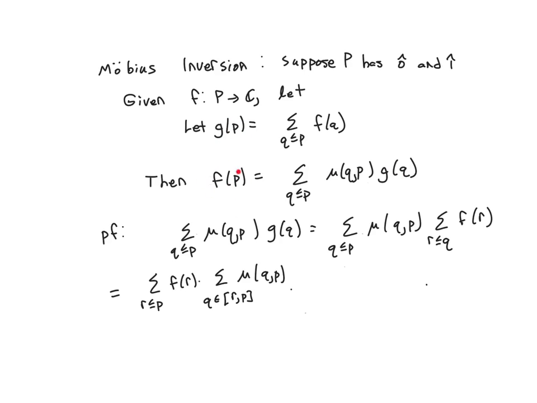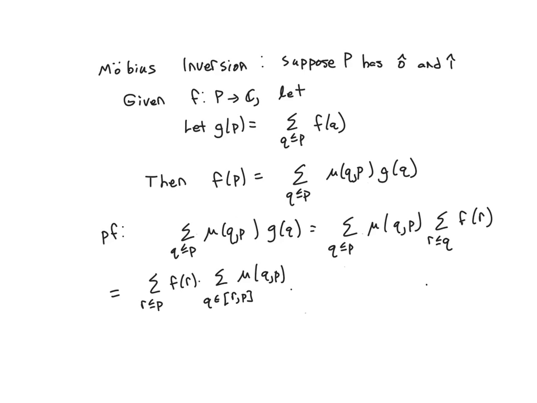By this formula, f of p is the sum over all q less than or equal to p, the Mobius function of p applied to the interval qp times g of q. So the point is that this is some sort of summation over a function at small values, and it turns out you can compute this function as a summation over g at small values.